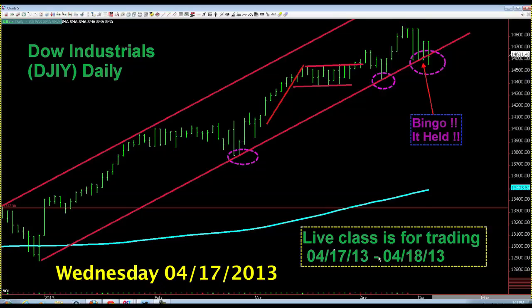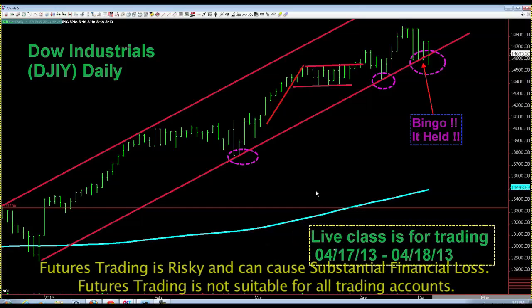Traders, as we know, futures trading can be extremely risky and cause substantial financial loss, and it is not suitable for all trading accounts. Always place stops, never trade without the knowledge that there is a lot of risk in this game.